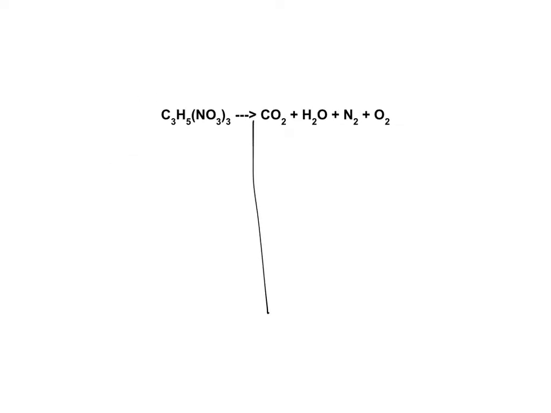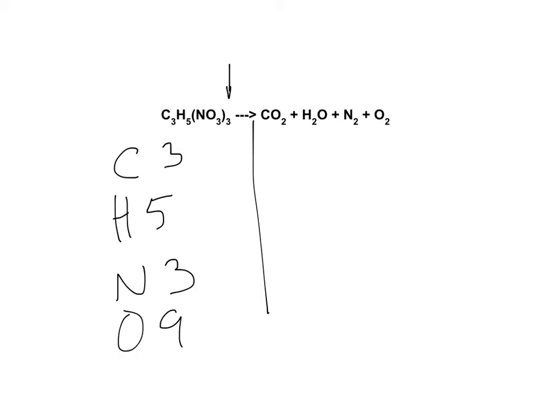Alright, and the next one, this one's kind of tricky. So we've got carbon, there's 3 of those. I've got 5 hydrogens. And again, the nitrate does not appear on both sides, so I can't treat it as a unit, so I'm going to count them separately. There's 3 nitrogens because the little subscript outside the parentheses means there's 3 times as much stuff in the parentheses. So 9 oxygens. On the other side, I've got 1 carbon, I've got 2 hydrogens, I've got 2 nitrogens, and I've got 2, 4, 5 oxygens.